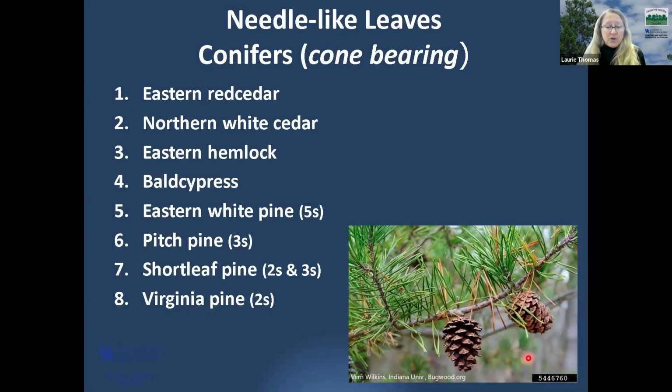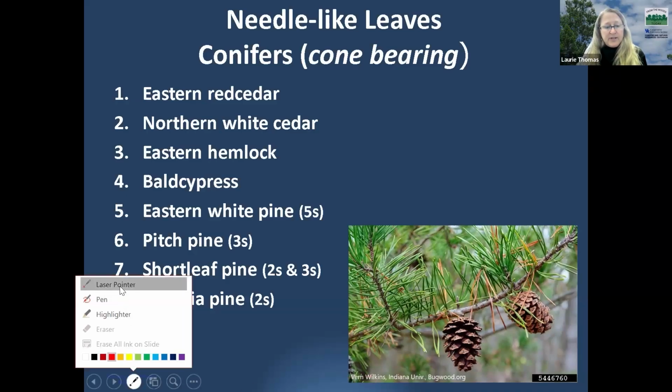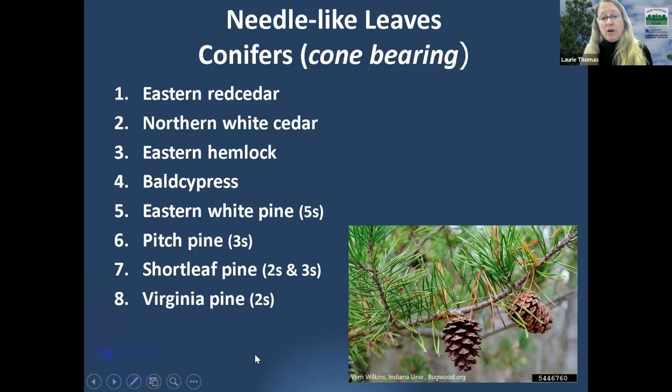But their needles are also in 2s on shortleaf pine. As you can see, they're in groups of two right here at that little cup. A lot of times they're kind of twisted around too. So they'll be in twos and slightly twisted. So I'll turn off my laser pointer. So those are our conifers that we find here in the state. So there you go. Of our 120 species, we've got 8 of them, pretty easy to do.